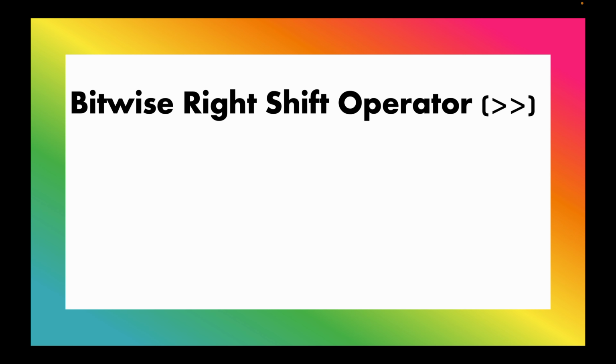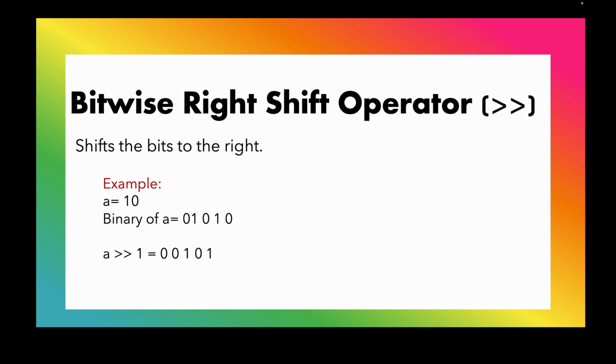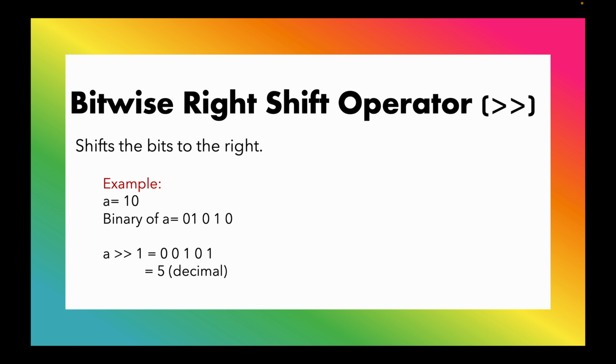Next is the bitwise right shift operator, and it shifts the bits to the right. Let's see the example. A equals 10 and binary of A equals 1010. Here I have added 0 because it represents the sign bit and which represents the positive value. And if we shift A by 1 bit, then our value will be 00101, and this is equivalent to the decimal value of 5.